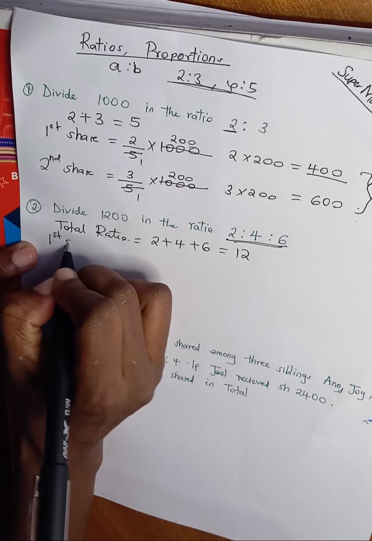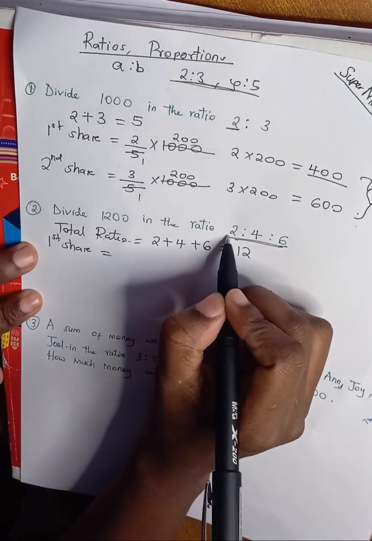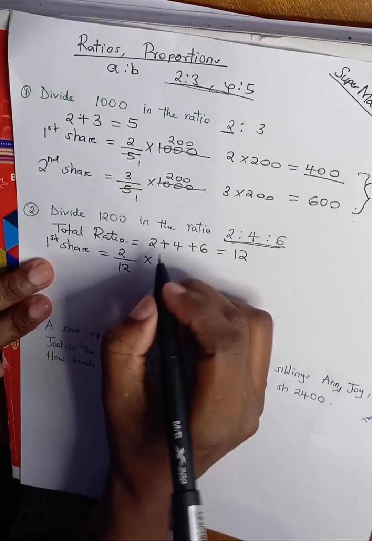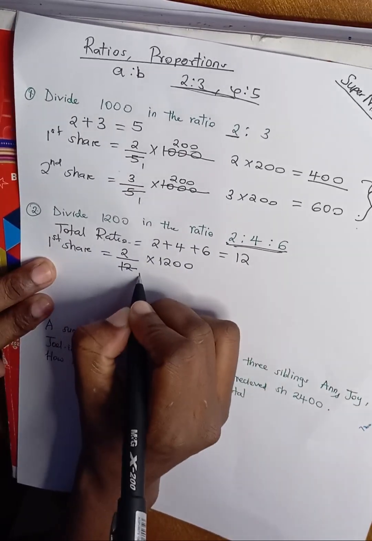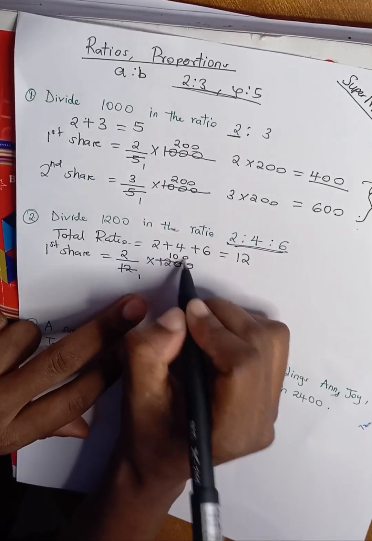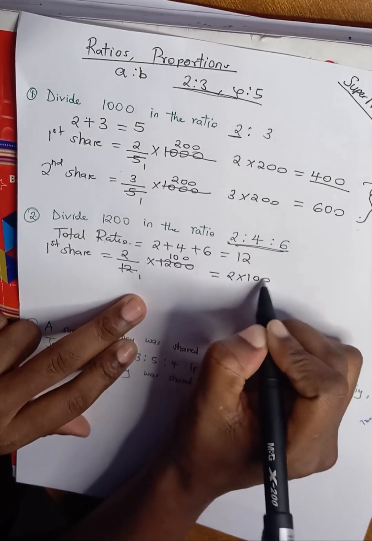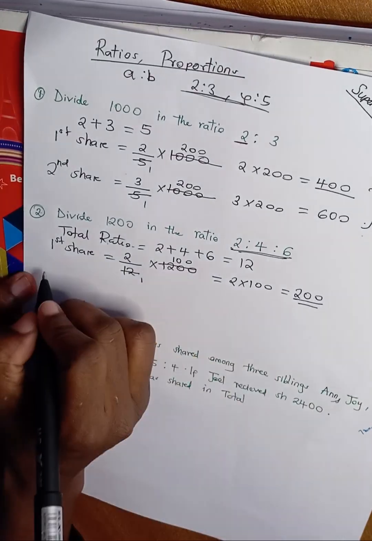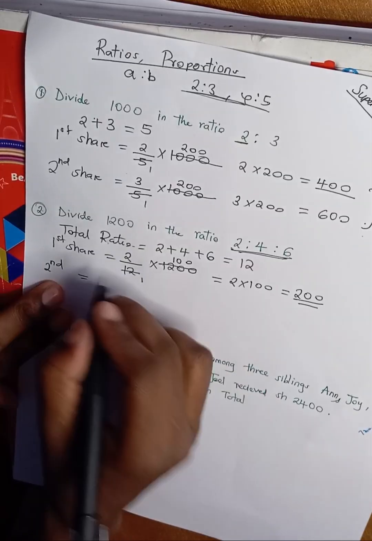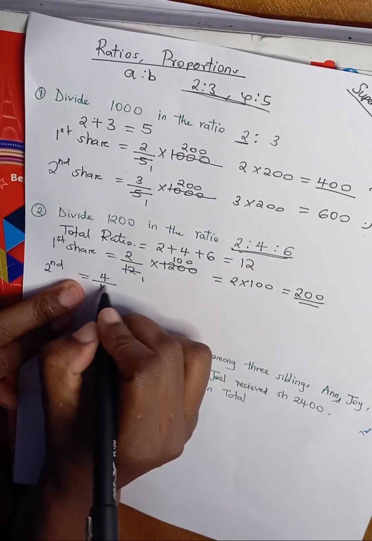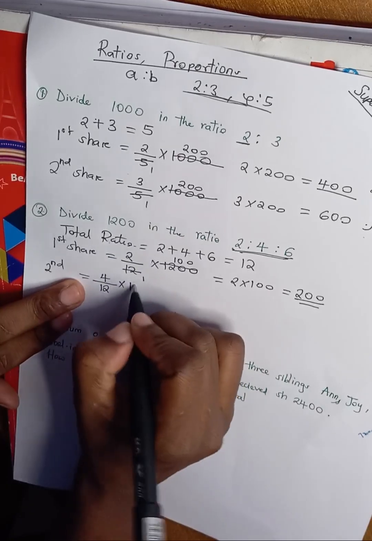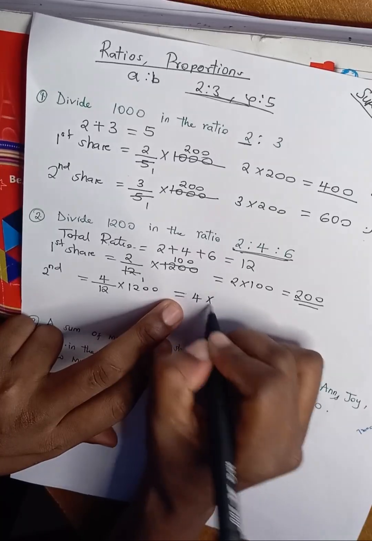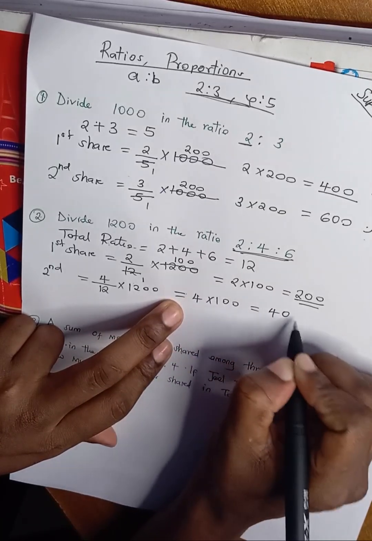The first share, we get the first ratio, which is 2 over the total, which is 12, times the amount given, which is 1200. 1200 divided by 12 is 100, and 2 times 100 is going to be 200, right? The second share is going to be 4 over the total, which is 12, times the amount given, which is 1200. 1200 divided by 12 is 100, and 4 times 100 is going to be 400.